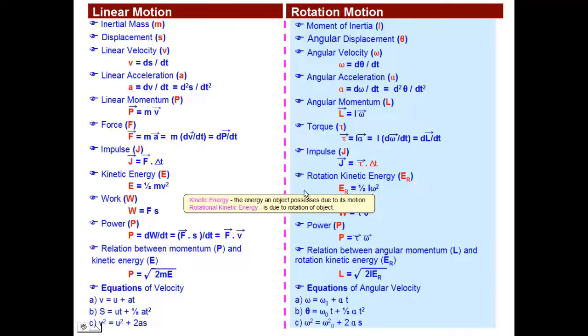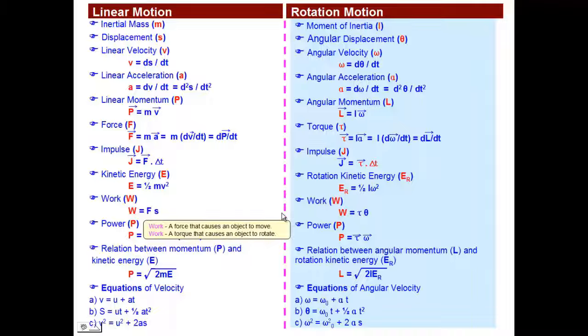The same is true for rotational kinetic energy: E_R equals half I multiplied by omega square, where omega is angular velocity and I is the moment of inertia. Rotational energy is due to rotation of an object, so when an object rotates we have the rotational kinetic energy.